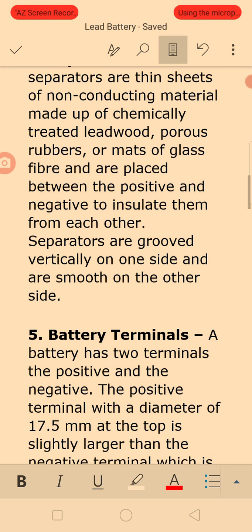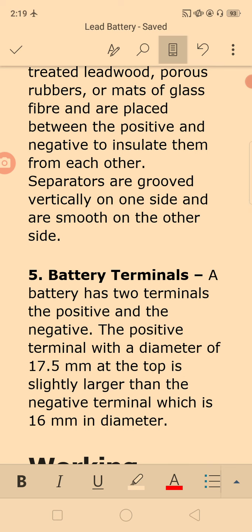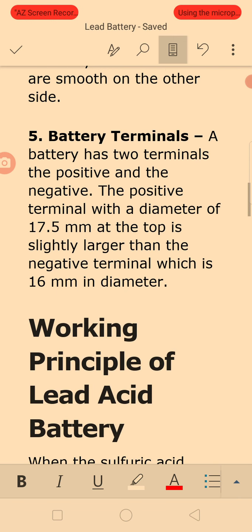Number 5 important point of the battery is the battery terminal. There are two battery terminals, the positive and the negative terminal. The positive terminal is normally 17.5 millimeter in diameter, slightly larger at the top than the negative terminal, which is 16 millimeter in diameter.